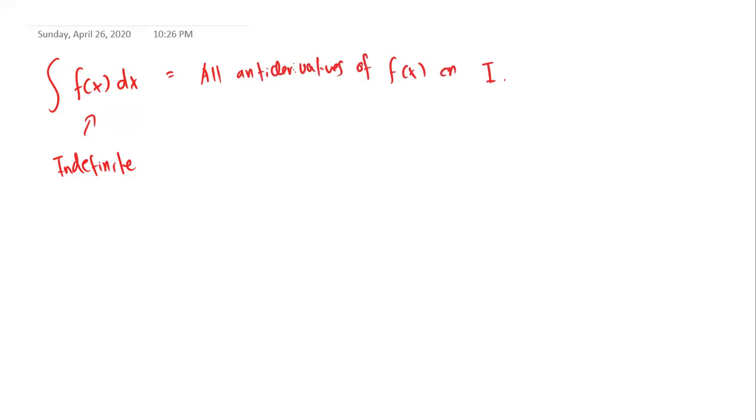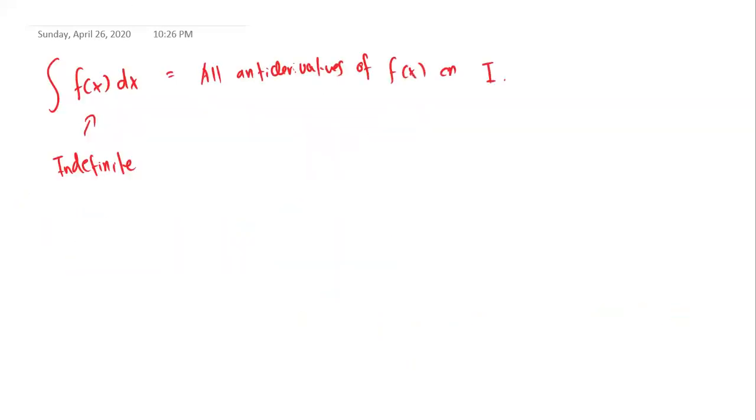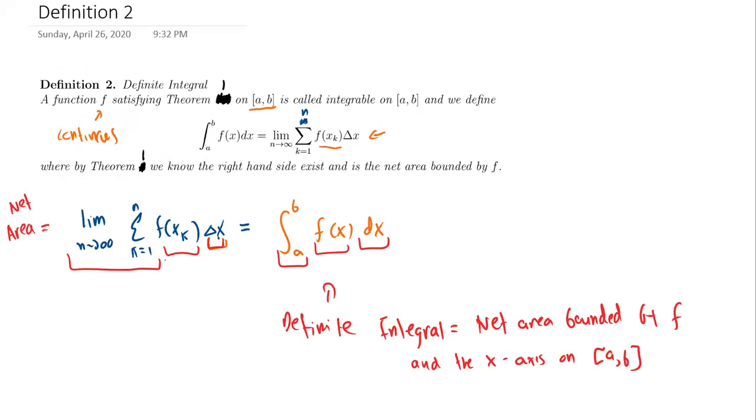Now, we're using the same notation, so that means these have to be related. Somehow, net area has to be related to antiderivatives. We're not there yet, but this is what we call the fundamental theorem of calculus. That's the relation between an indefinite integral, or the antiderivatives of a function, and finding the net area bounded by a function and the x-axis.